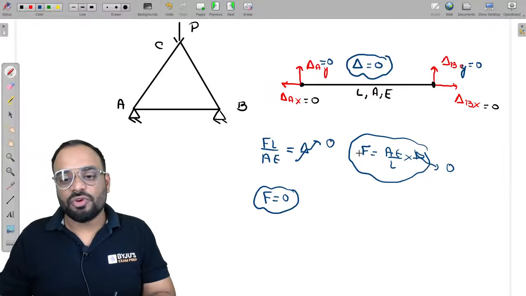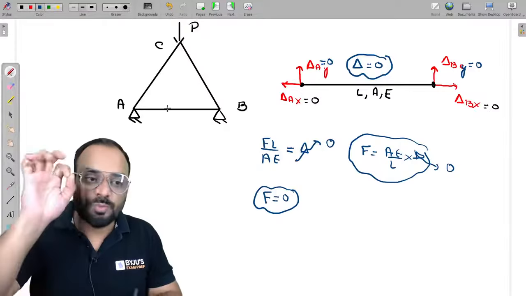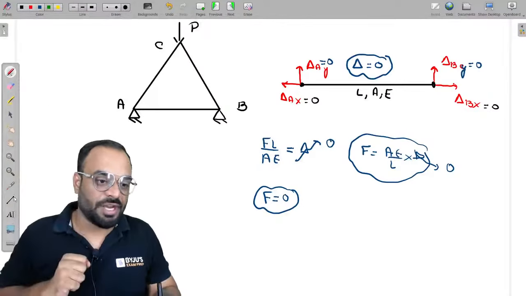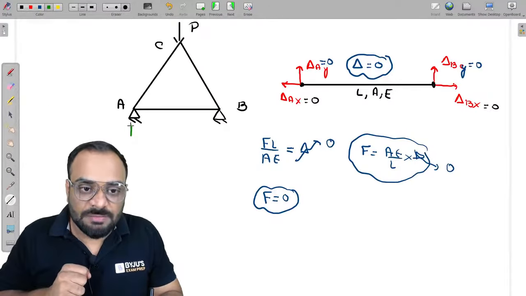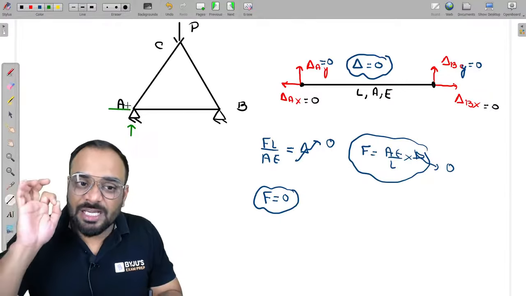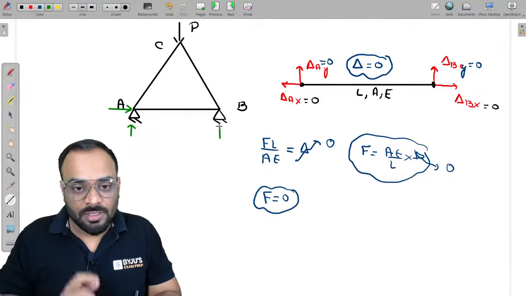So ultimately the force in the truss member is again 0. Please remember this particular point. If you have a truss member which is constrained between the two supports, listen very carefully.